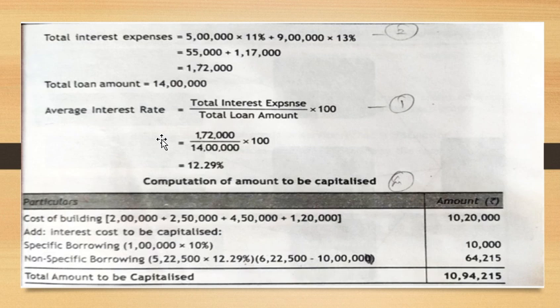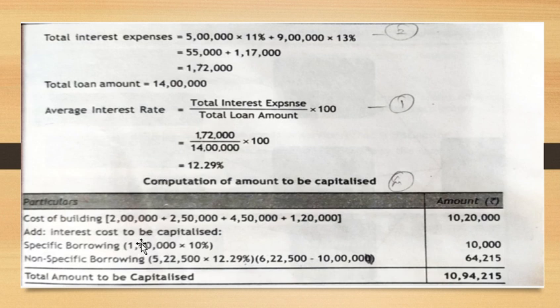So here we have calculated what will be the average interest rate for that general loan. The average interest rate we have got is 12.29 percent. So 5,22,500 into 12.29 percent will give you 64,215. So the cost of building is 10,22,000. The specific loan which you have taken before the financial year, which you have kept for the development of this particular asset, is not being used until the expenditure is incurred.